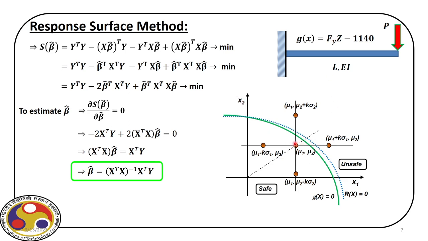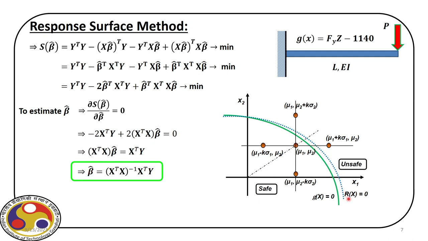So we start with the mean point, then in and around the mean point we develop 2n number of points. So we have the original g(x) equal to 0 that demarcates the safe and unsafe region, and then instead of this green line, what we do is first find the value of g(x), which is the result of this limit state function when we substitute the values of x1 and x2, that means the coordinates of this support point. Then we get g, and that we use in this relation to find beta, and from that beta we get this quadratic expression.